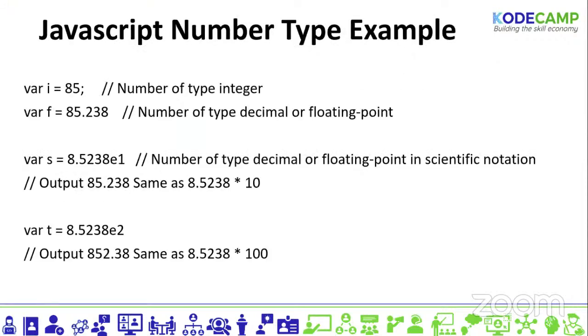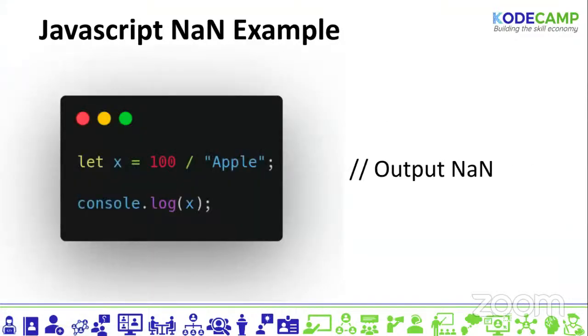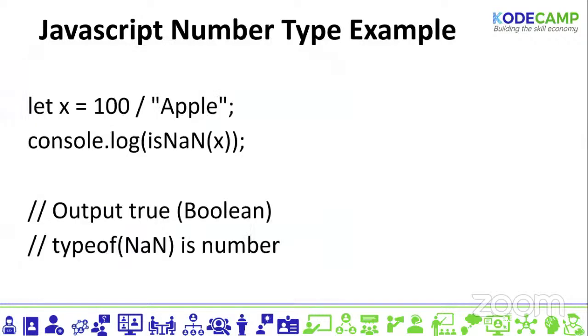So then we talked about this before. I just explained this. Trying to divide 100 by Apple is going to give you an output of not a number. Then you find out that the type of NaN is a number. So if you try to check the type of NaN, it tells you that NaN is a number property, but it's not a number itself.